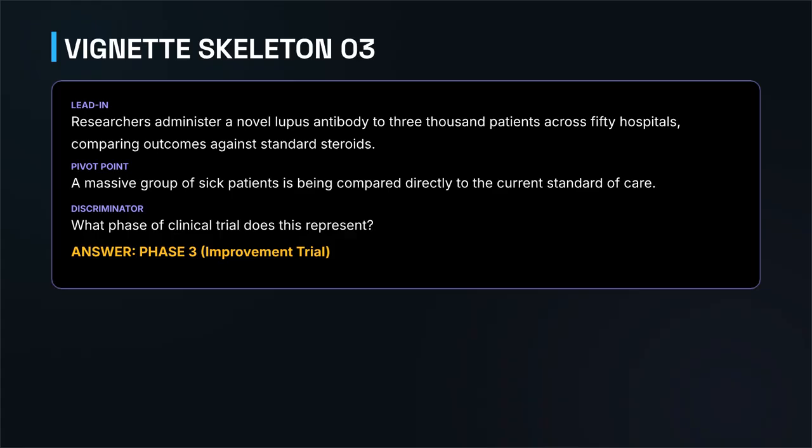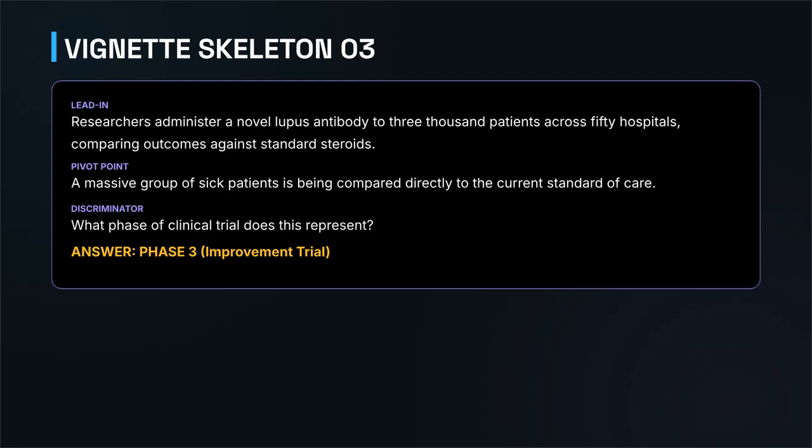Phase 1 trials only use a few dozen healthy volunteers. Phase 2 trials only use a few hundred sick patients and rarely utilize active comparators. The sheer massive scale of this described operation, combined with the direct head-to-head comparison against an established active treatment, definitively points to a Phase 3 trial.